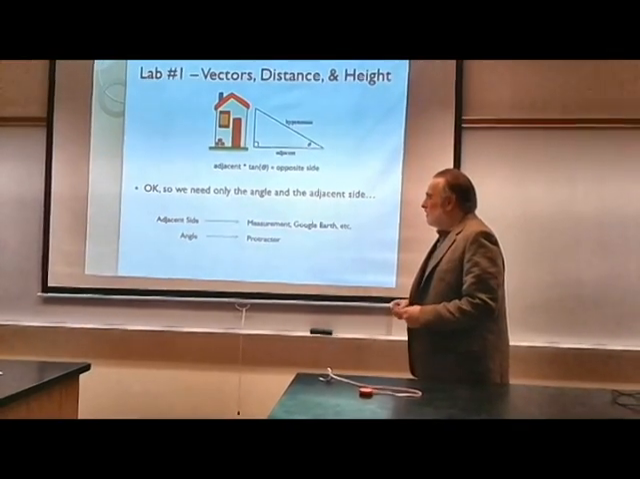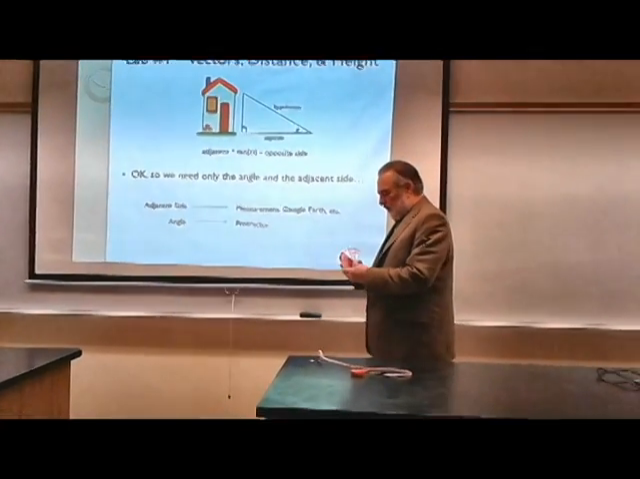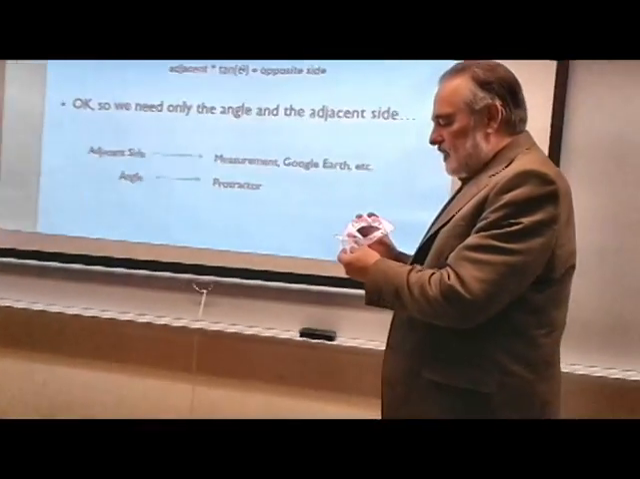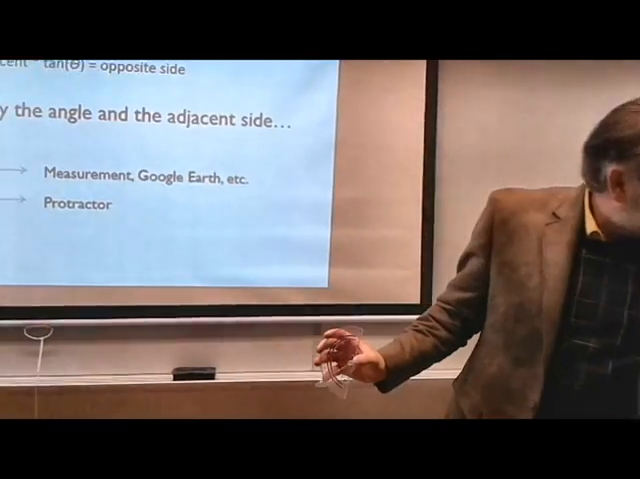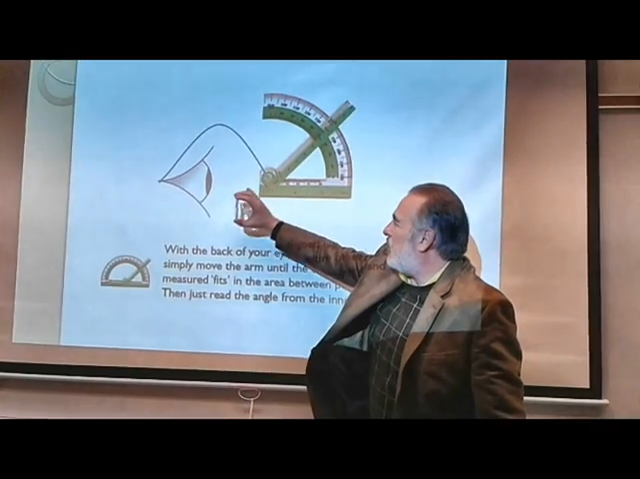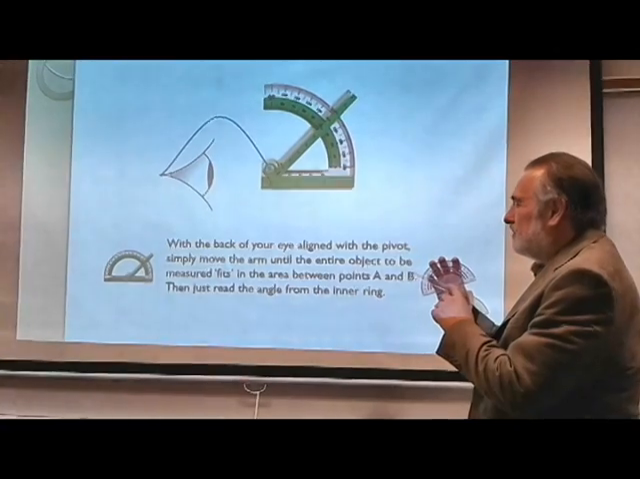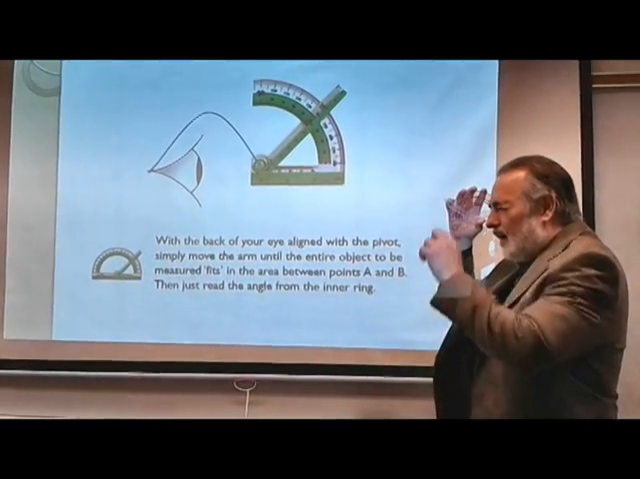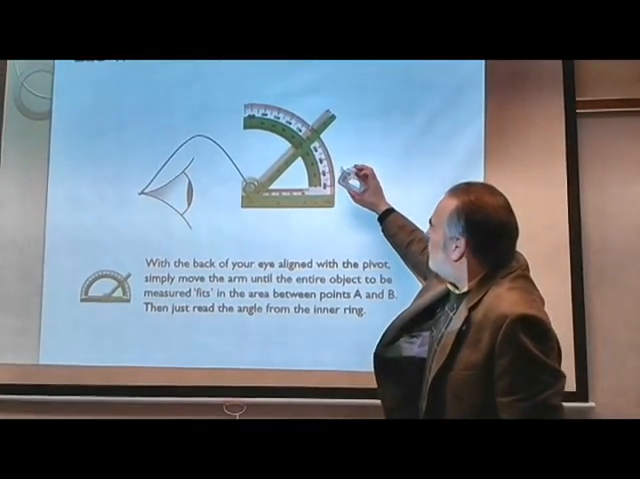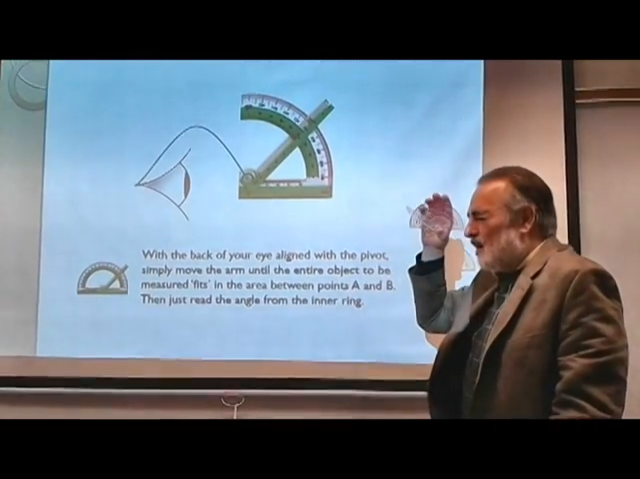To figure out the angle, we have to use a protractor. There are several ways to do it, but we're going to use a protractor. And how we'll do this is you take this protractor and you put your eye where your eye focuses at the pivot, and then put whatever you're focusing on in between. So if it's a building, in between these two points.